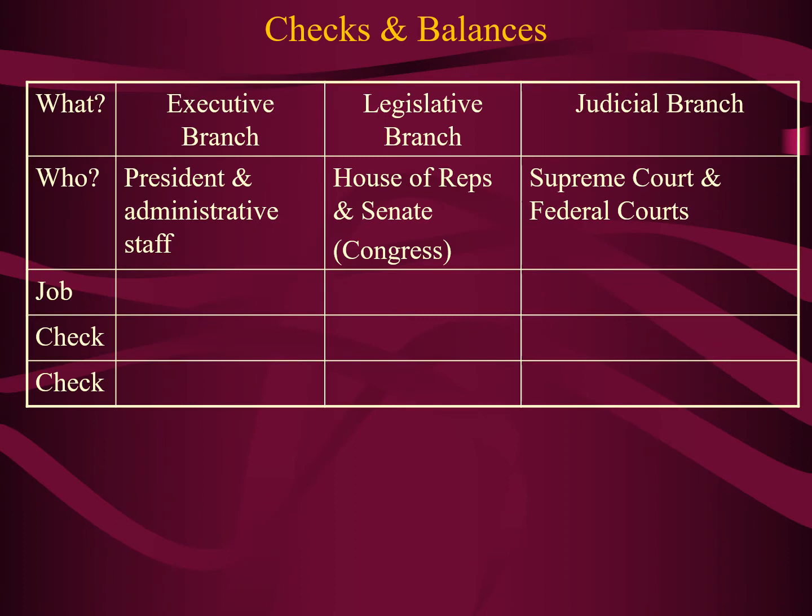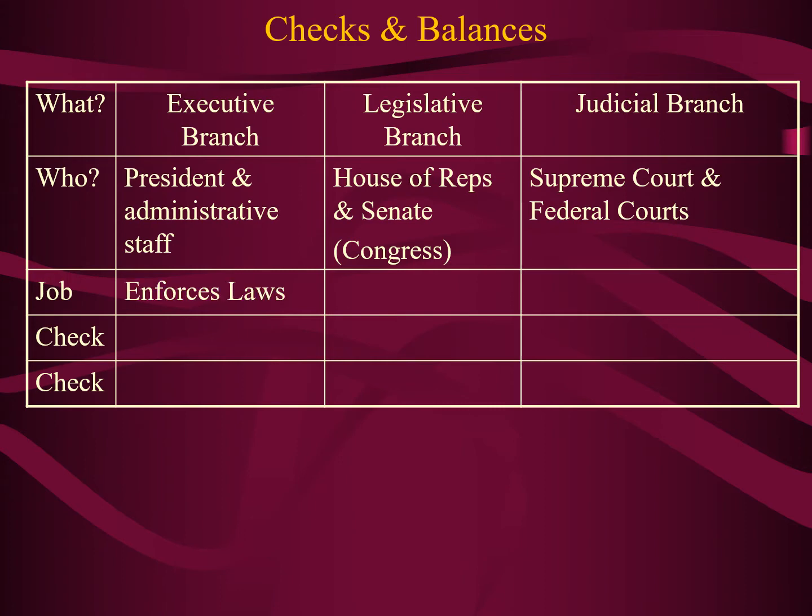I kind of already started with this, but we'll go ahead and review. The executive branch is made up of the president and all of the members of the president's administrative staff, like the members of his cabinet. The legislative branch is made up of the House and the Senate. Collectively, they're called Congress. And the judicial branch is made up of the Supreme Court, which is the highest court in the land, and all of the federal courts, which are located in each state.